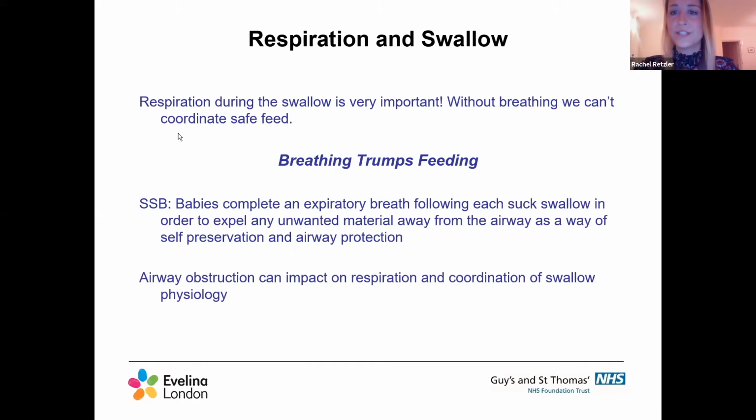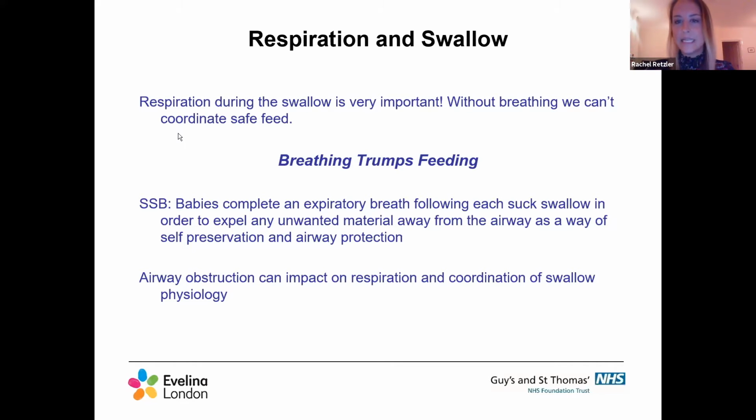It's very important to note and keep in mind respiration when thinking about swallowing. The swallowing and respiration come hand in hand. If our respiration is disrupted, such as if a child has an upper airway obstruction, so is the coordination of our swallow. Therefore, breathing trumps our feeding.